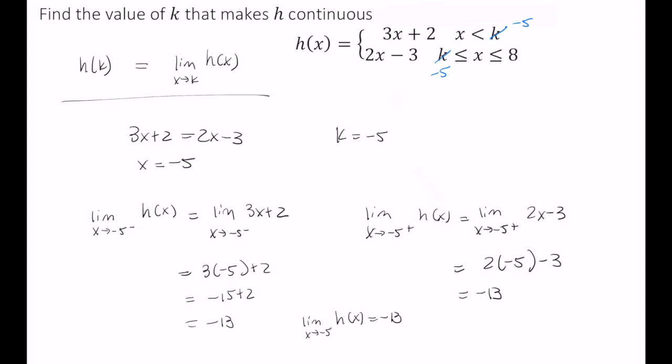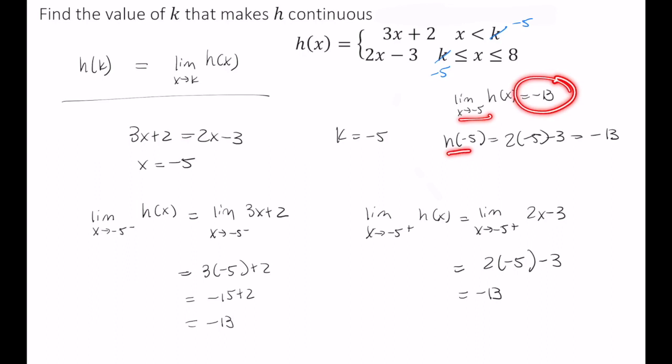And now, h of -5 is equal to 2 times -5 minus 3, which is just -13. So now we've shown that the limit exists, it equals this value, this function is defined, and it equals the same value. So now h is continuous.